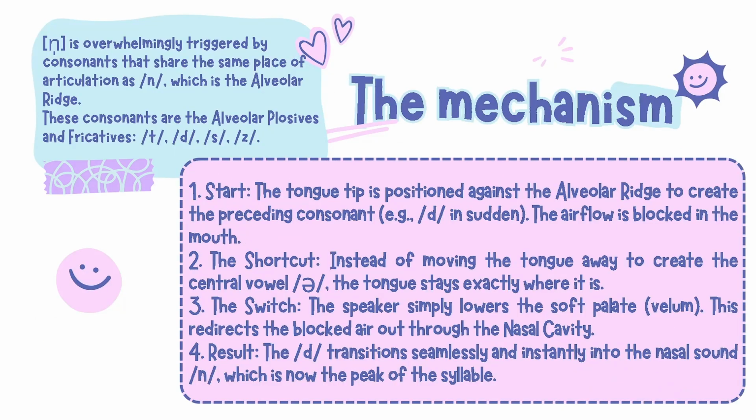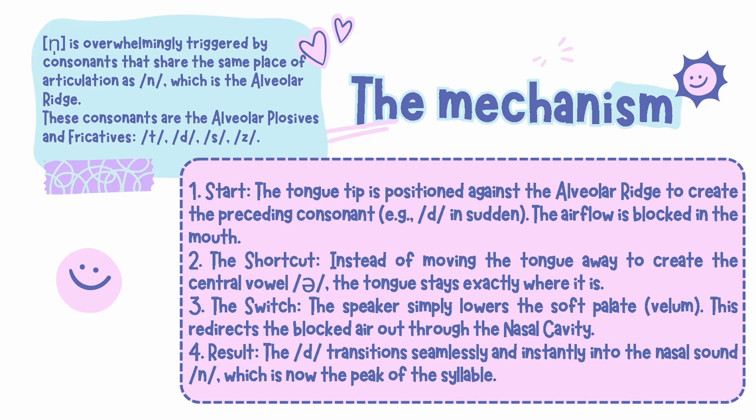N is overwhelmingly triggered by consonants that share the same place of articulation as n, which is the alveolar ridge. These consonants are the alveolar plosives and fricatives: t, d, s, z.